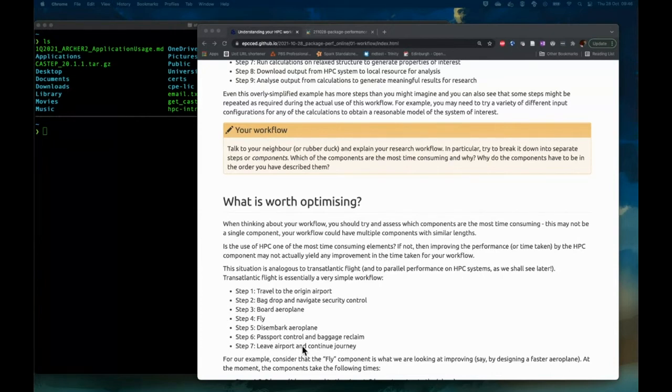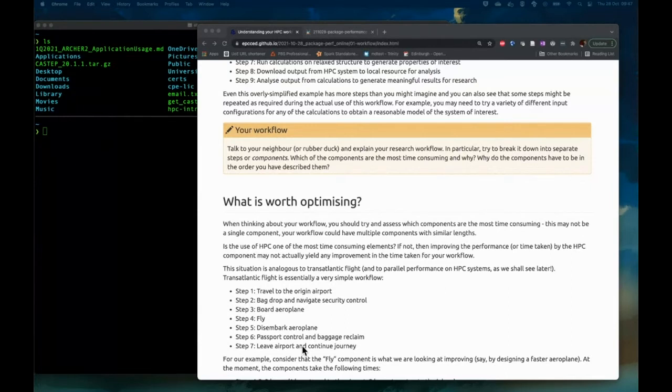Now, of course, things are a bit more complex than that, and you might find that even though it's not the most time-consuming step, you've still got a finite amount of HPC resource. So you really want to optimize how well you use, say, that amount of disk you're given, or the amount of core hours or node hours that you've been given. So it may still make sense to optimize your use of it, even if it's not the most time-consuming step, because you have to fit your work within the finite resource.